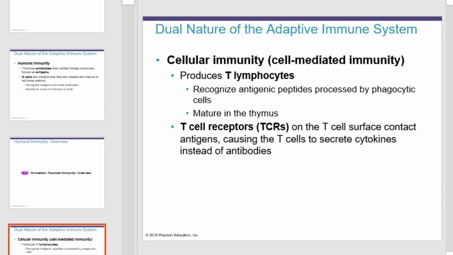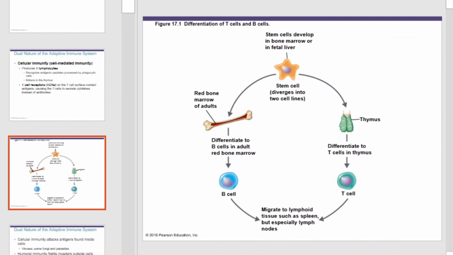Cellular immunity. Cellular immunity produces T lymphocytes. These recognize antigenic peptides processed by phagocytic cells and mature in your thymus. T cell receptors, or TCRs, on the T cell surface contact antigens, causing the T cells to secrete cytokines instead of antibodies. This illustration gives us an idea of how T cells and B cells are differentiated from each other.